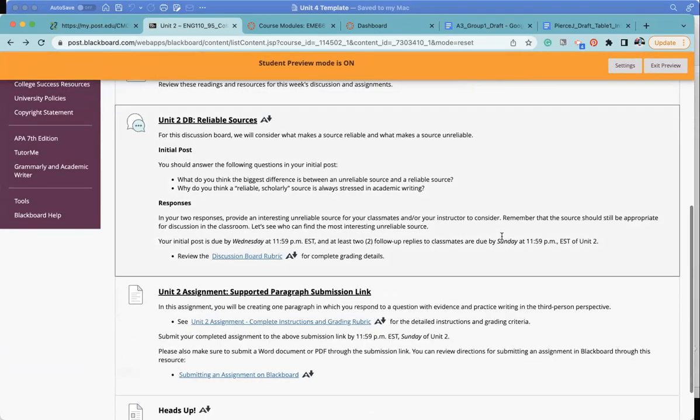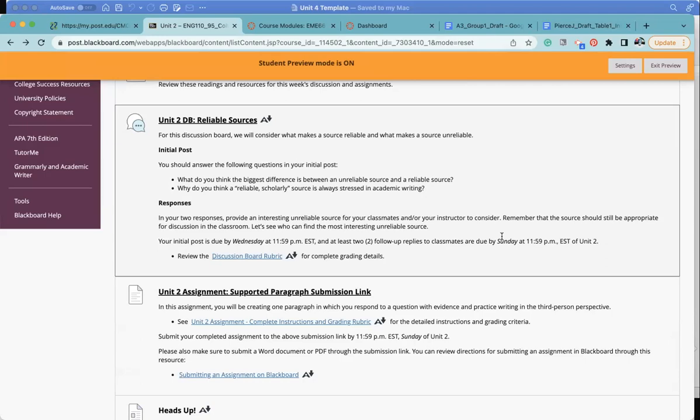And then you have two assignments, just like last week and just like pretty much every week for the whole entire time. The first one is always a discussion board. So the Unit 2 discussion board is on reliable sources. The questions that you are answering are, what do you think the biggest difference is between an unreliable source and a reliable source? And why do you think a reliable scholarly source is always stressed in academic writing? So after you've done the readings and resources, you will have some information that will help you answer it.